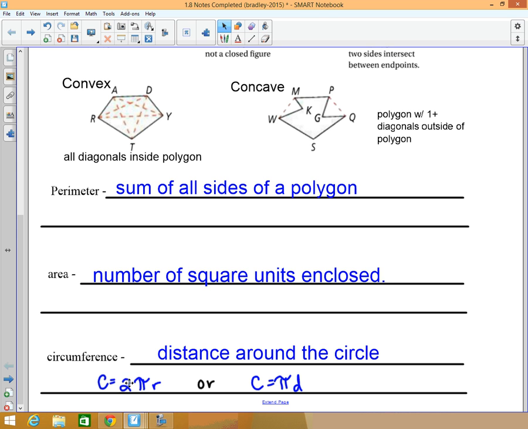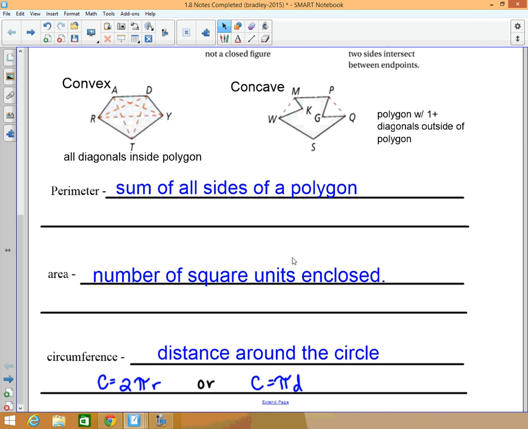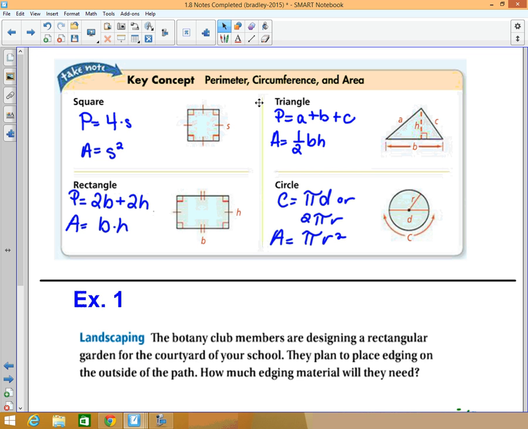And then we're going to talk about this in a minute, but the circumference is found by either 2 times pi times the radius, or pi times the diameter. Okay. Now at any time, if I go too fast or too slow on this video, feel free to stop, pause, and then you can pick up with me.